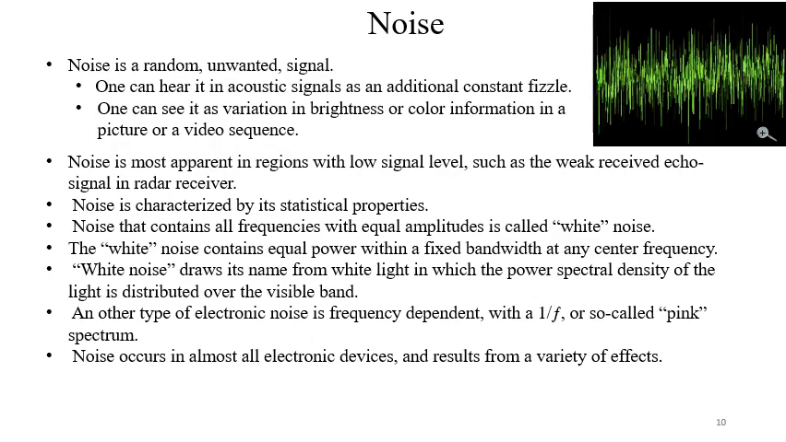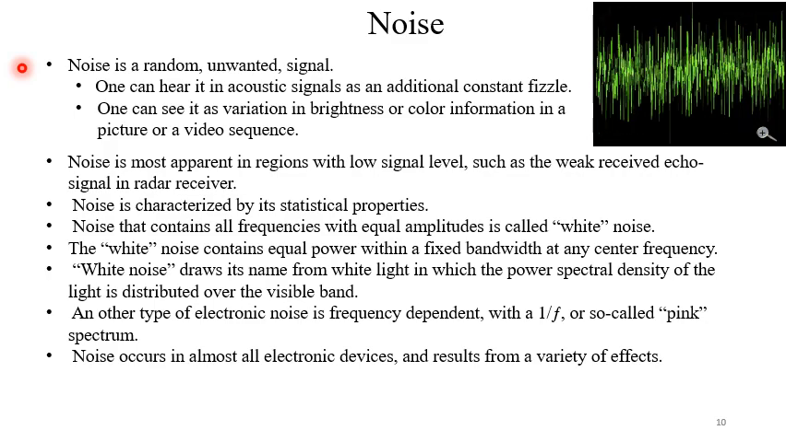Now we will consider the noise. Noise is a random unwanted signal. One can hear it in acoustic signals as an additional constant fizzle. One can see it as a variation of brightness or color information in a picture or a video sequence. Just like if we consider the case of CRT, you will observe this type of fluctuation due to noise.